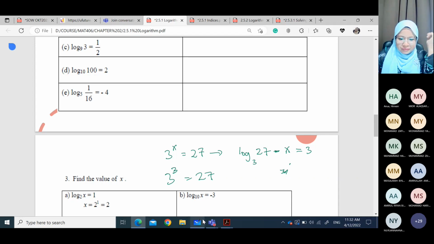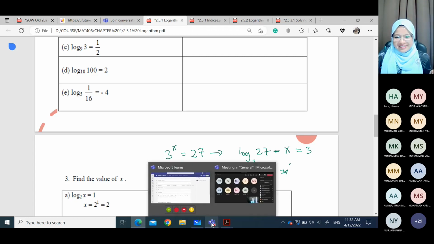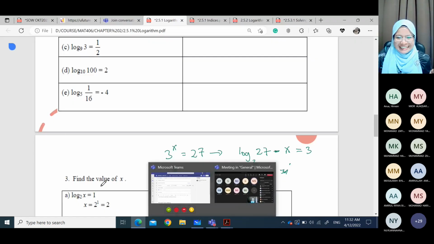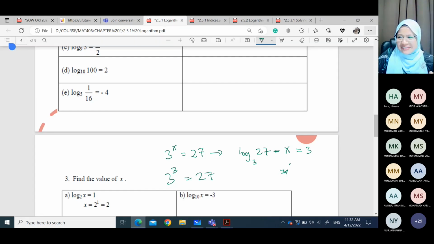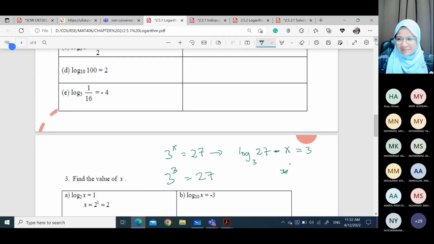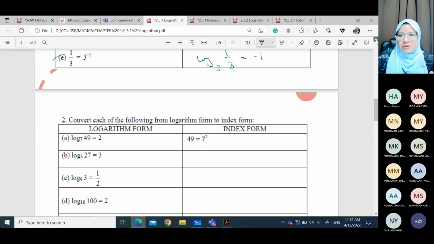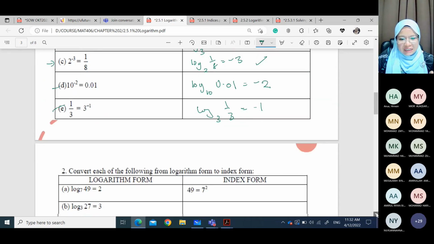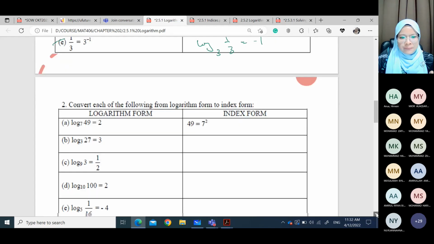Boleh ya? Okay, ada soalan? Kelas okay ke? Boring ke? Okay, bagus. Alright. Kalau boring, bagi tahu. Okay, right. Yang ini faham ya?